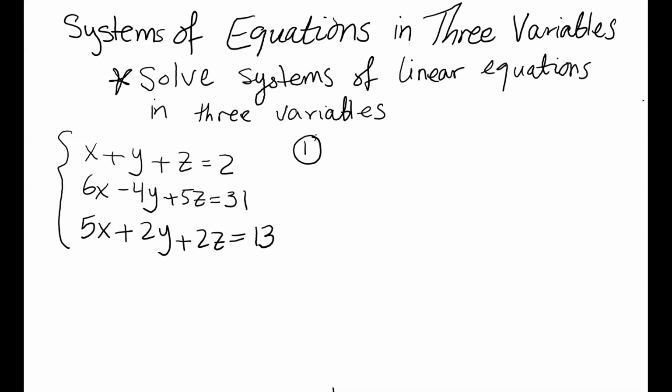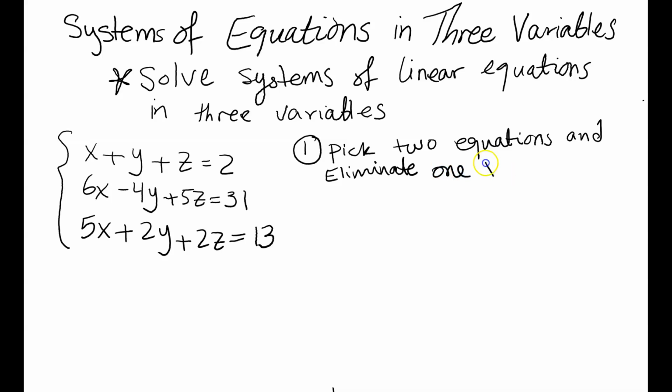Step 1: I want you to take any 2 equations so that you can eliminate one of the variables. So pick 2 out of 3 equations and eliminate one of the variables, meaning eliminate x, y, or z. So I'm going to pick the first and second equation.